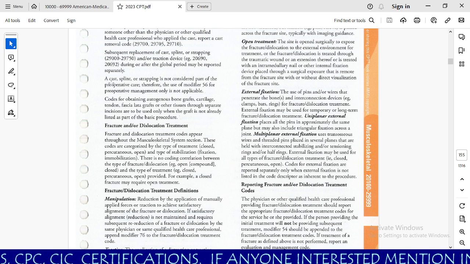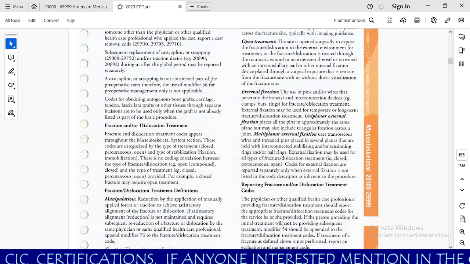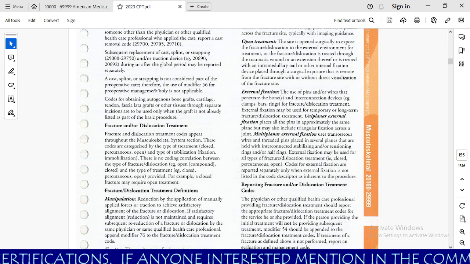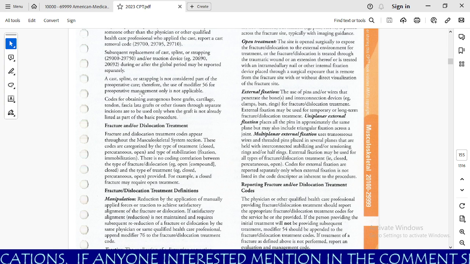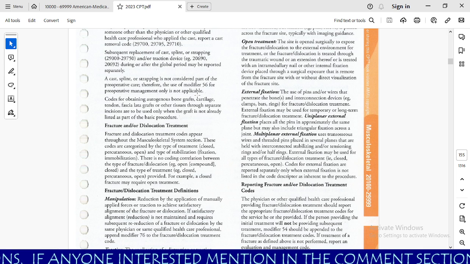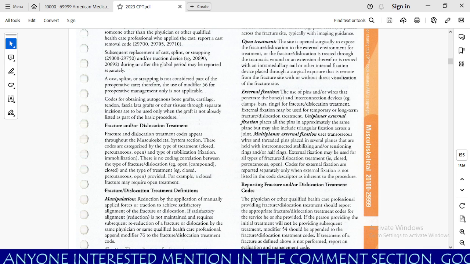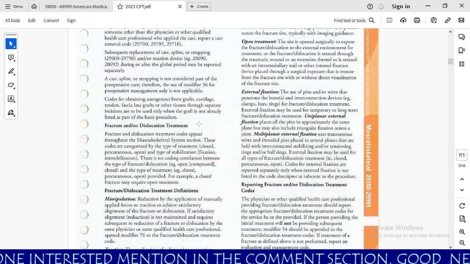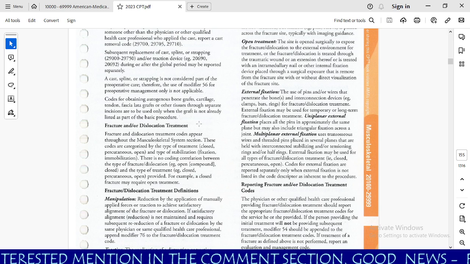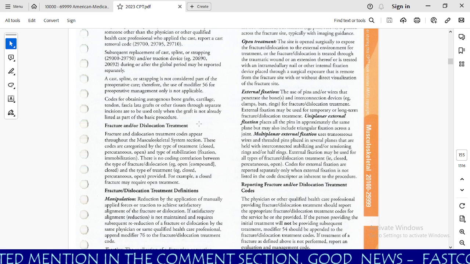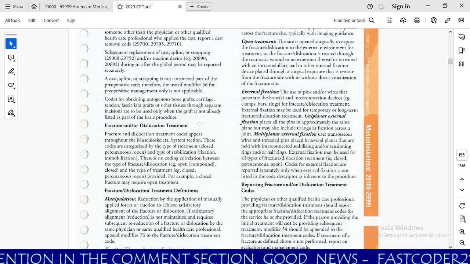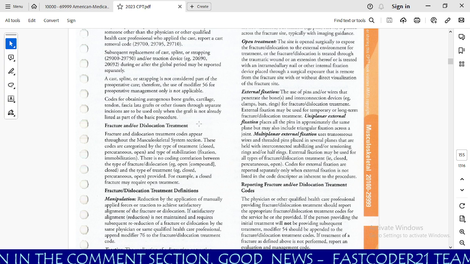Here we have one guideline. A cast, splint or strapping is not considered part of the preoperative care. Therefore, the use of modifier 56 for preoperative management only is not applicable. So basically, cast splint application is not included in the preoperative care. So we will not use 56 modifier for preoperative management only here.